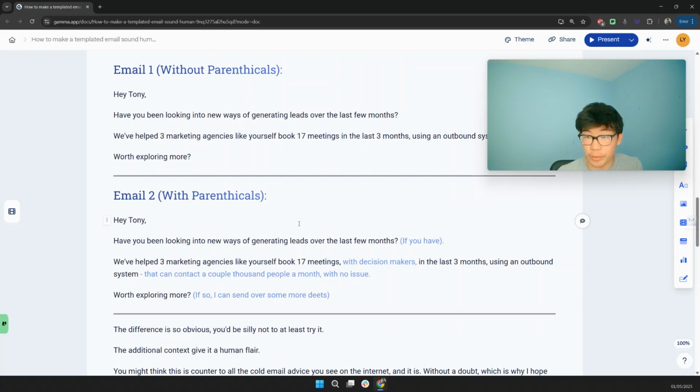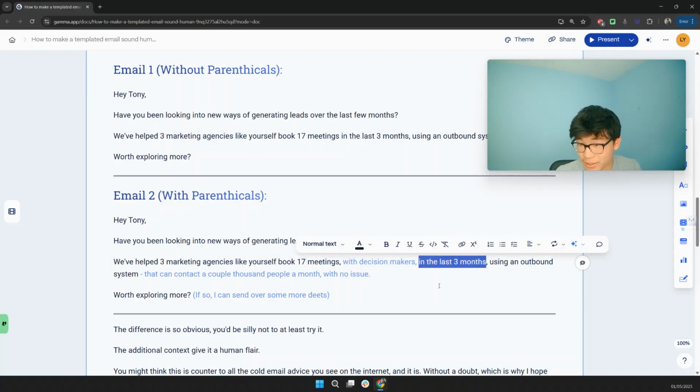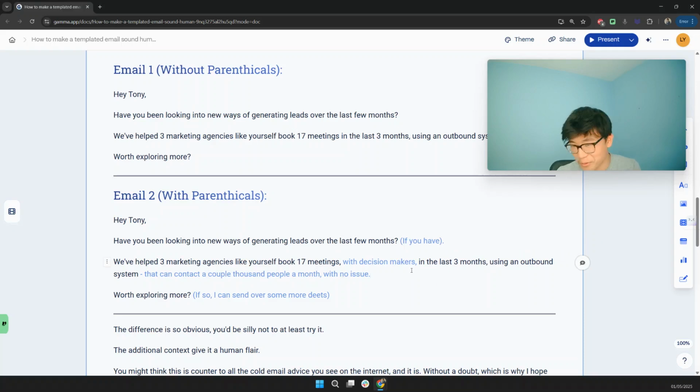But if we go to the one with parentheticals, this is what you basically add on. So, email two with parentheticals. Hey Tony, have you been looking into new ways of generating leads over the last few months? If you have, no one adds "if you have," but you know what I mean? It's a parenthetical at the end, like "if you have." We've helped 3 marketing agencies like yourself book 17 meetings with decision makers. This is a parenthetical. And theoretically, this is also a parenthetical because it's enclosed in brackets. But we're just gonna keep moving on. You get the point, right?